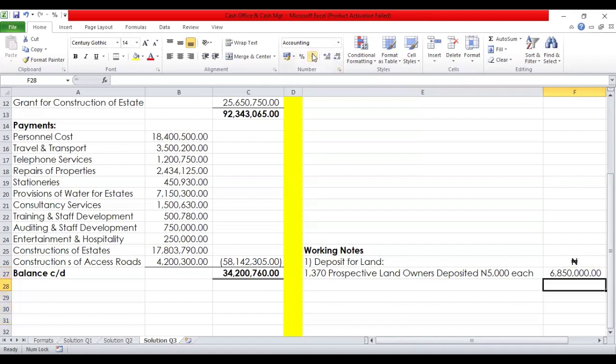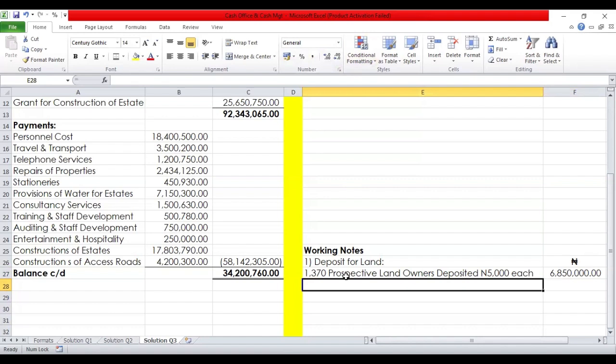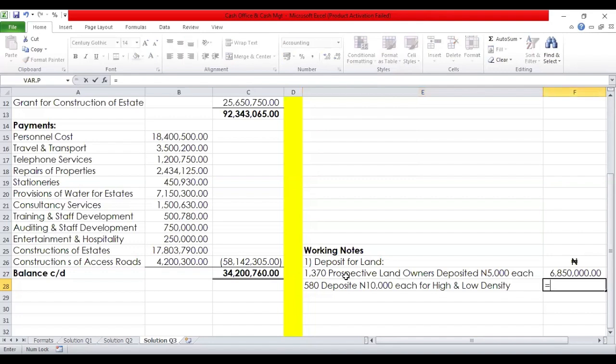What's the second phase of that? The same question. There's another part. 580 deposited 10,000 each. Abi? Yes, sir. For high and low, that will give us what? 580 times 10,000, 5.8.